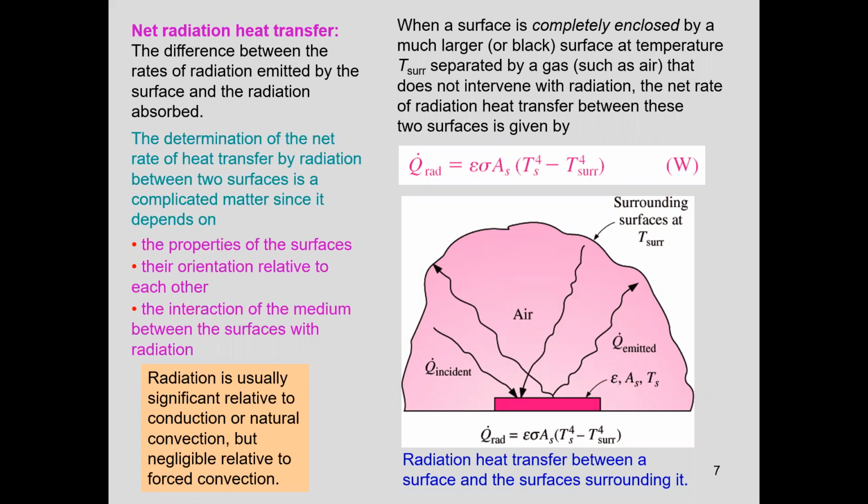So radiation is usually significant relative to conduction or natural convection, but negligible relative to forced convection. When we're dealing with net radiation heat transfer, when a surface is completely enclosed by a much larger black surface at a given temperature, the surroundings separated by a gas, such as air, that does not intervene with the radiation, the net rate of radiation can be given by this. So that's the heat transferred between two surfaces.